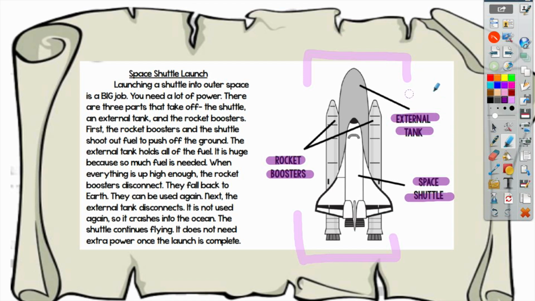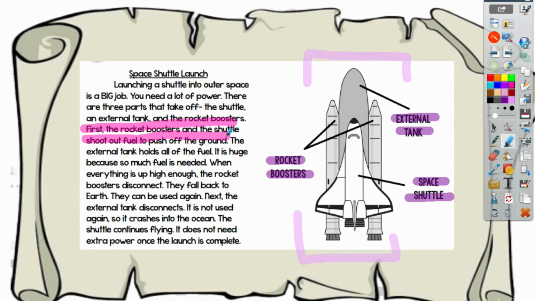Now that we've talked about our illustration, let's go back into the text and see some important information that they mention that adds to our story and adds to our illustration. One big thing that they mentioned for me is that the rocket boosters and the shuttle shoot out fuel to push off of the ground. This is how the space shuttle is lifted off into the air.